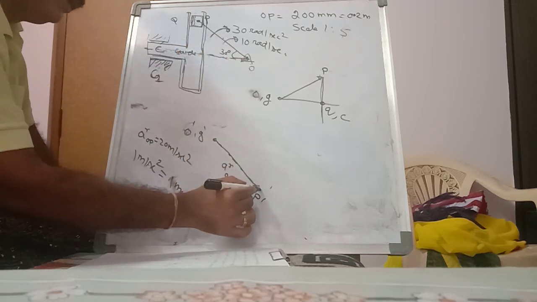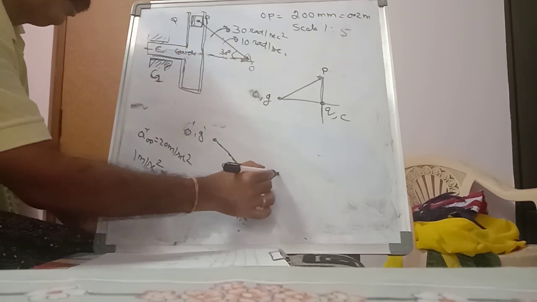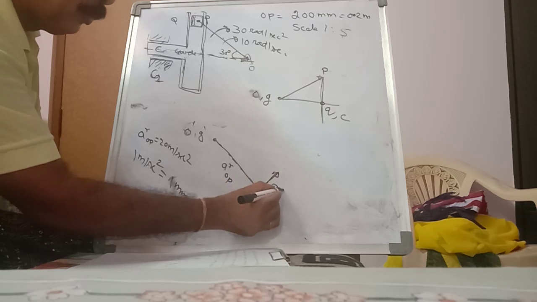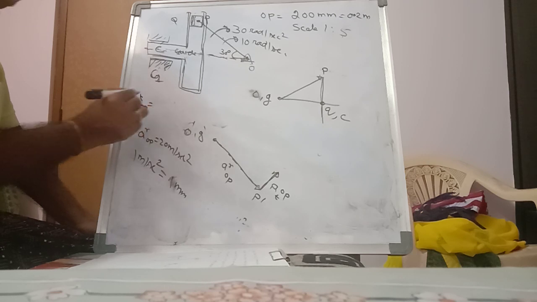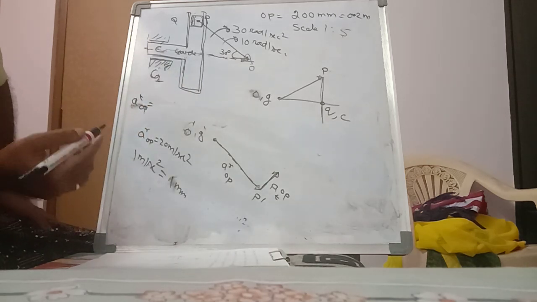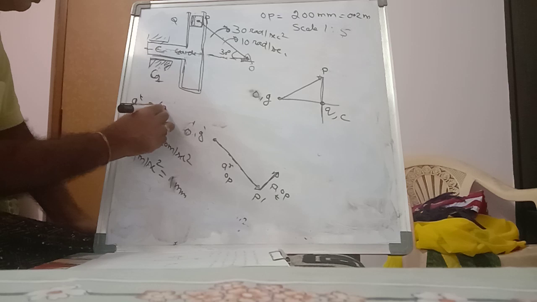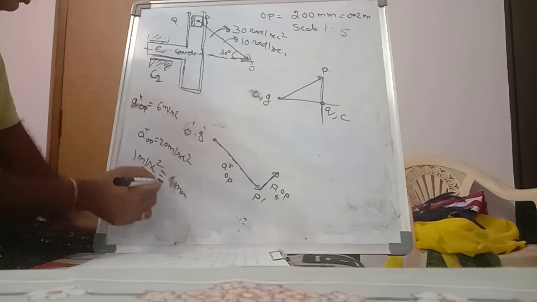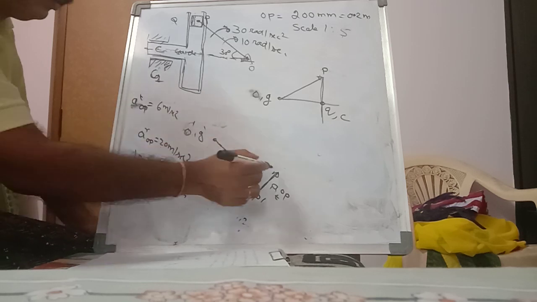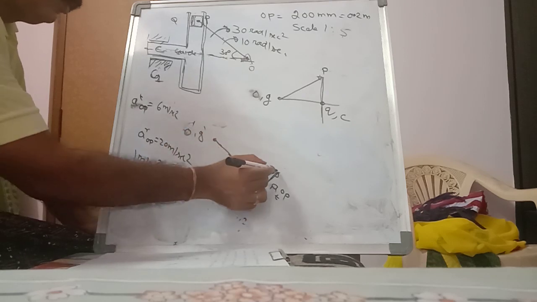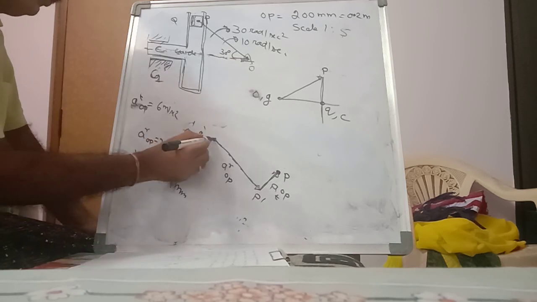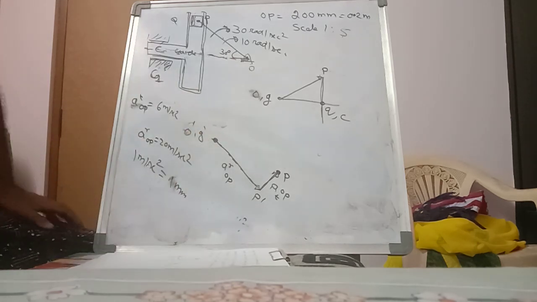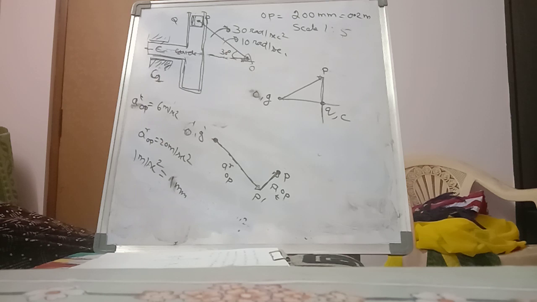We have to draw the tangential component. Always the tangential component is perpendicular to this one. We already know the value of a_t OP, which we calculated from alpha into OP. Its value is 6 meters per second square, so using this scale it is 6 mm. So this is 20 mm, this is 6 mm, and you get the point P.